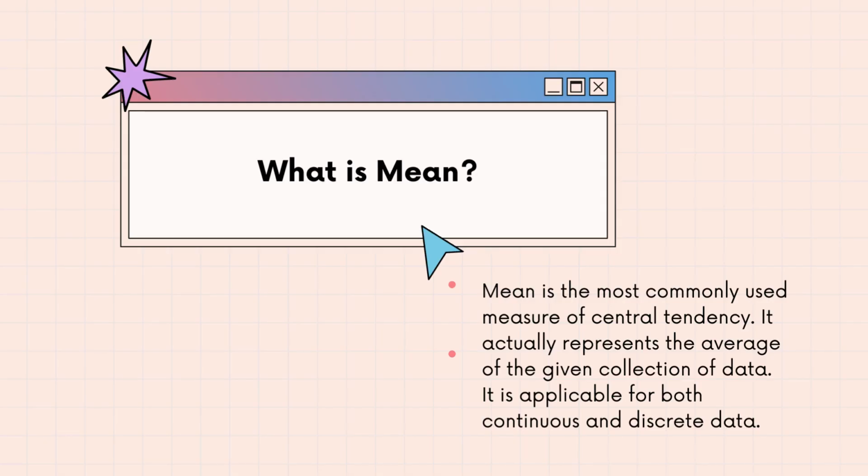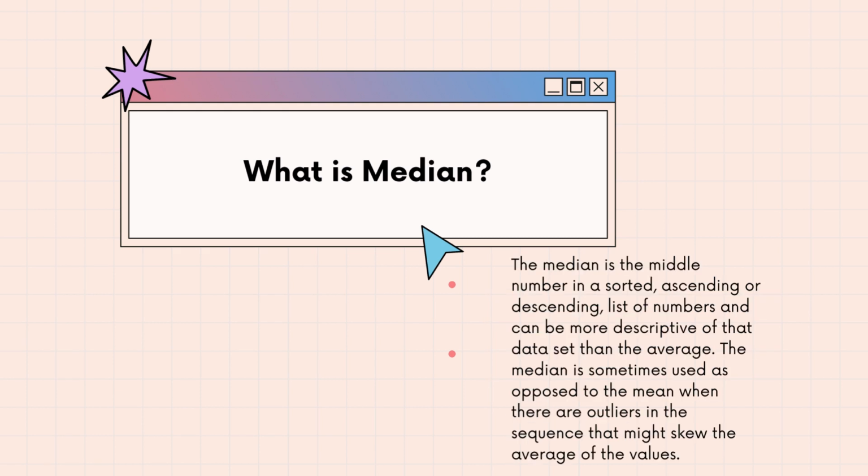So first, what is mean? Mean is the most common measure of central tendency, and it represents the average of the given collection of data. It is applicable for both continuous and discrete data. The median is the middle number in a sorted ascending or descending list of numbers and can be more descriptive of that data set than the average. The median is sometimes used as opposed to the mean when there are outliers in the sequence that might skew the average of the values.